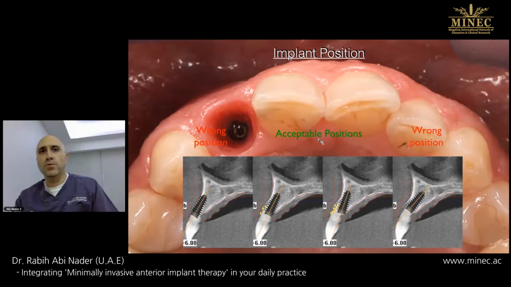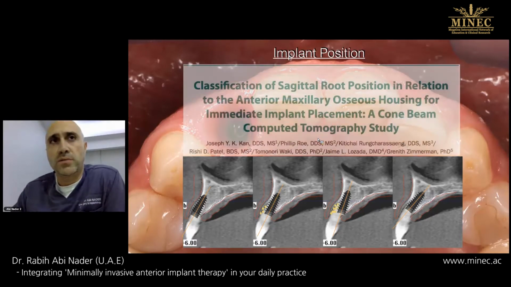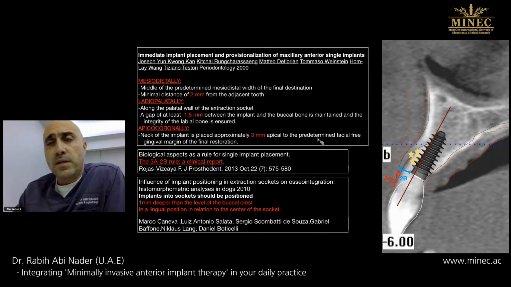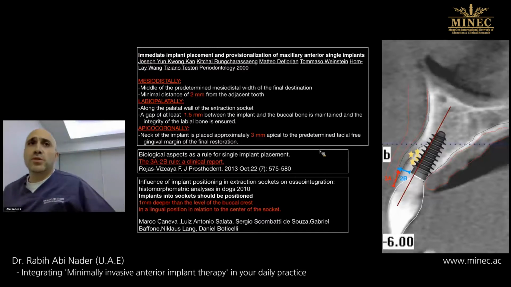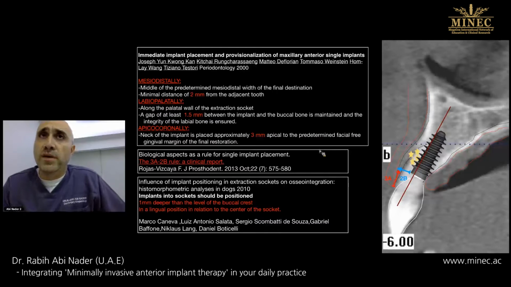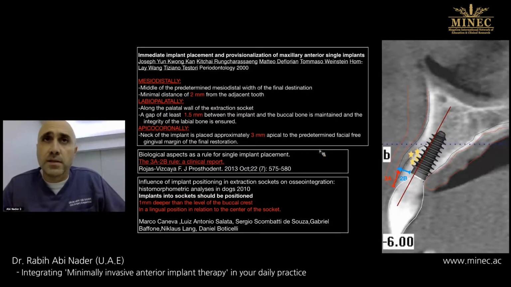So these are the acceptable positions. And I always refer to this classification from Dr. Joseph Kan. All the articles give us the same result, that the position of the implant has to be in the middle of the mesiodistal width. This is one of the publications by Dr. Joseph Kan in Periodontology 2000. So the implant has to be in the middle of the mesiodistal width of the final restoration, and it has to be at least 2 millimeters from the adjacent teeth.